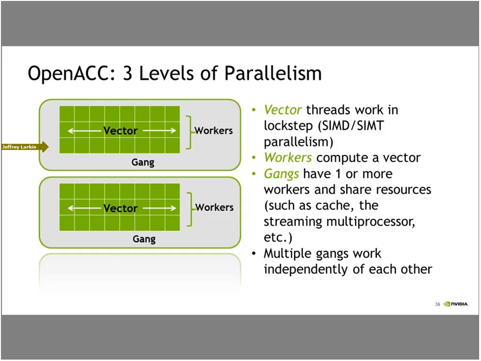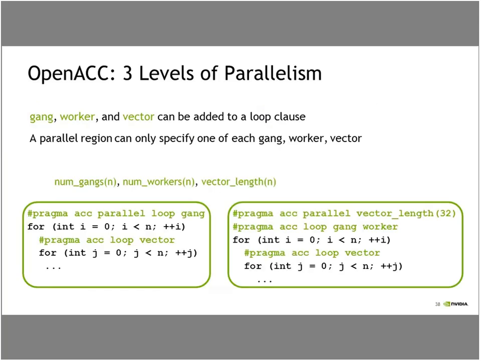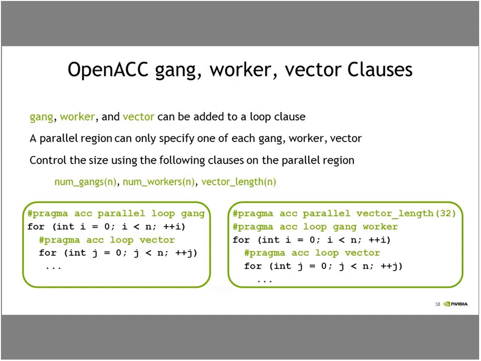So how do I now understand what my 3 levels of parallelism are? How do I use that? How do I give the OpenACC guidance based on that? Well, it turns out there are clauses to my loop directive that do this. So gang, worker, and vector clauses can each be added to a loop, and to tell the compiler, take this loop, and here's the type of parallelism I want you to use.